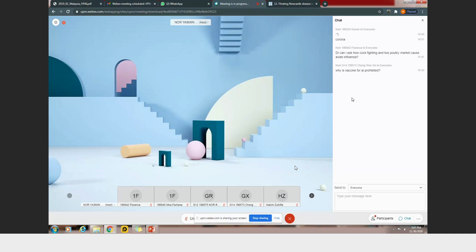You need to always look into the flocks, look into the environment. Need to do lots of tests, diagnostic tests, whether there is presence of virus or not. You need to do lots of surveillance and monitoring.